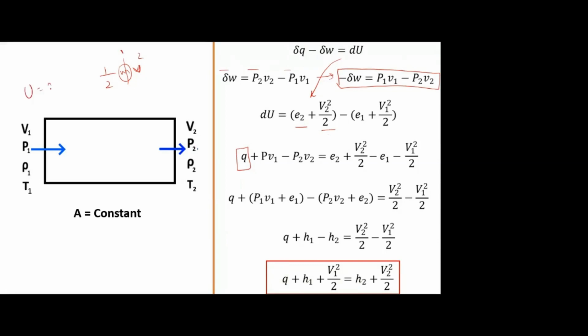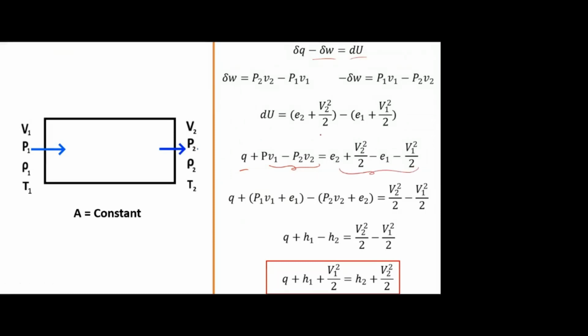Again, if you apply that to these two stations, it will be E2 plus V2 square by 2 minus E1 plus V1 square by 2. So now I have the equation for 3 terms. Now substitute. So instead of dq, it is q. Instead of minus dw, it is this term. Instead of du, I have this term.